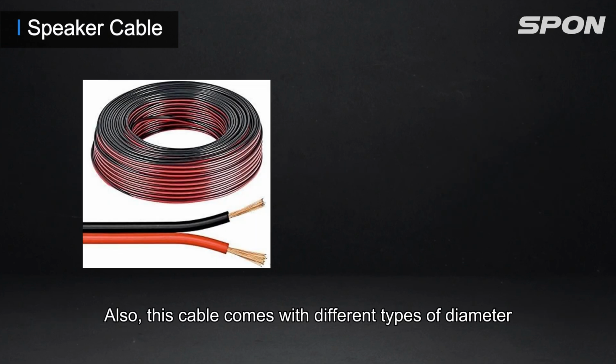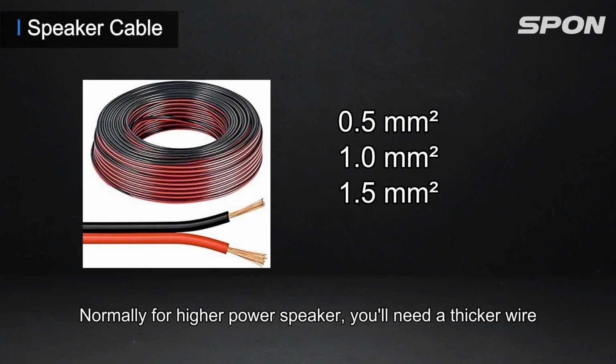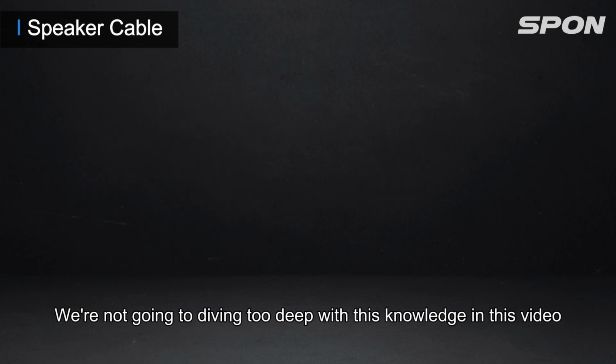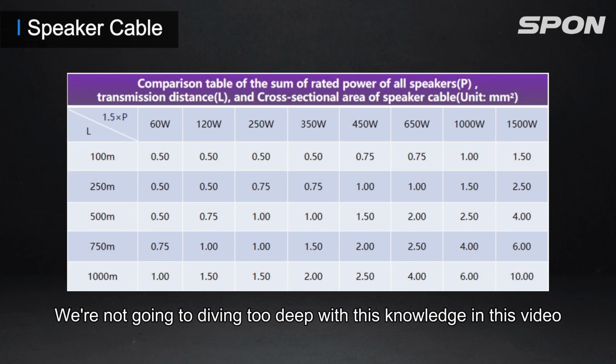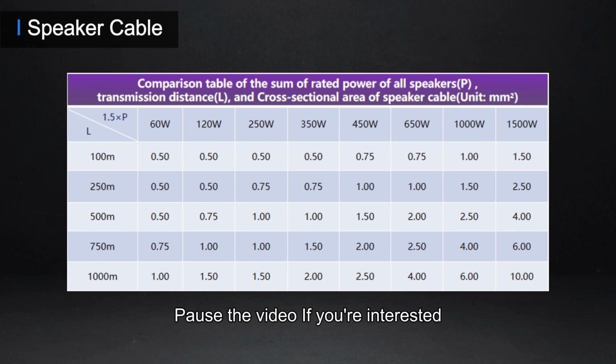Also, this cable comes with different types of diameter, such as 0.5, 1.0, or 1.5 square millimeter. Normally for higher power speaker, you'll need a thicker wire. We're not going to dive deep into this knowledge in this video, but here's the diagram for speaker cable selection. Pause the video if you're interested.